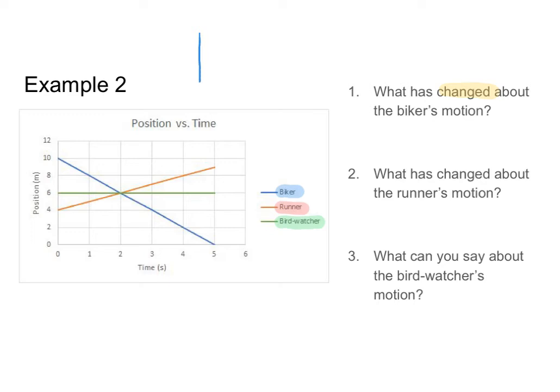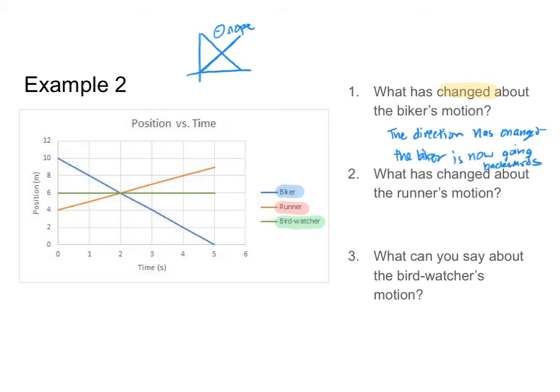Remember in our first graph, the biker's position versus time line looked kind of like this. In this graph, the new line looks like that. So the new line has a negative slope. And what that means for the biker's motion is that the biker is moving backwards. So the direction of the biker's motion has changed and the biker is now going backwards.